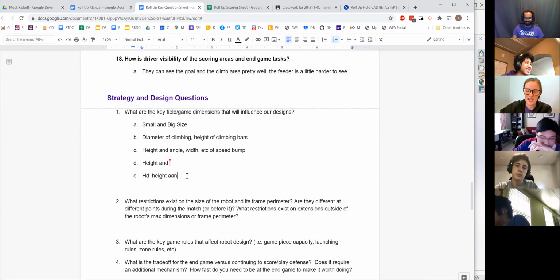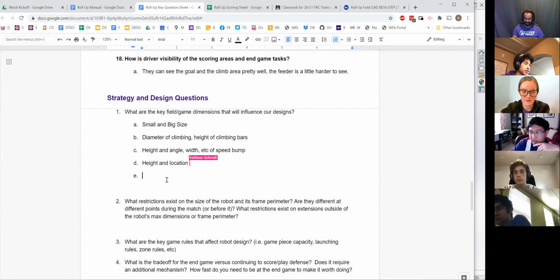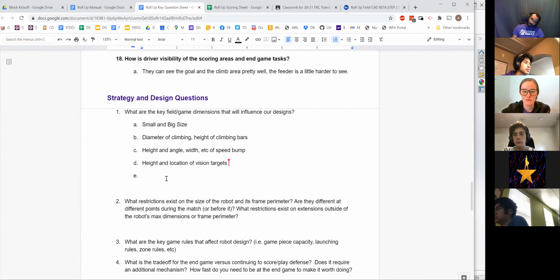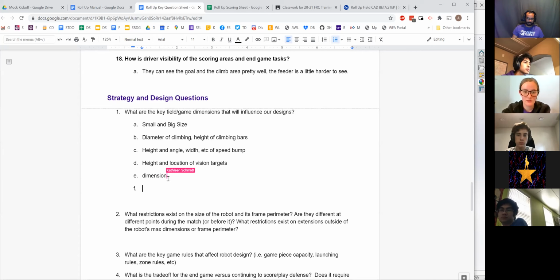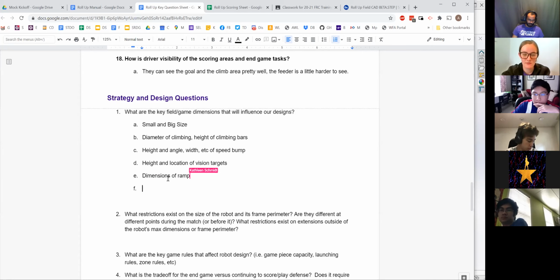Wait, Nick, what'd you say? Height and something? Height and location of the vision target is what I added. Potentially the dimensions of the ramp. Also, the maximum angle of the ramp. Yeah, I think that can all go into that. Dimensions, angle, something like that. Okay.